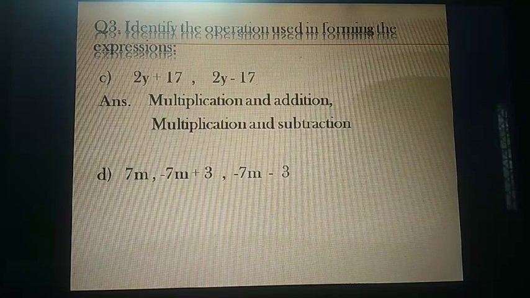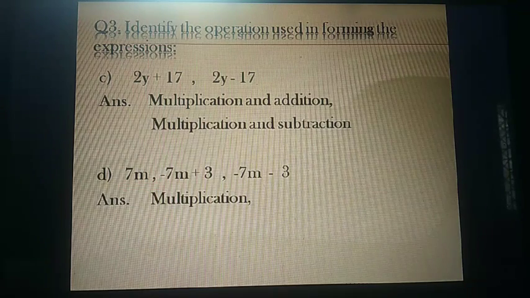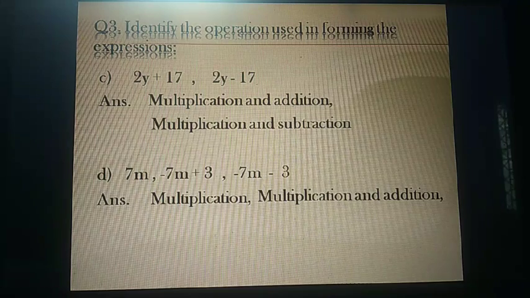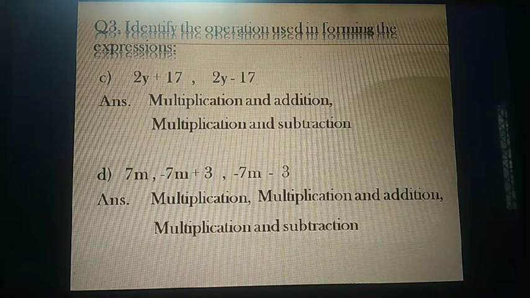So it's multiplication and subtraction. Now there are 3 expressions. First one is 7m, which means multiplying a constant with variable. No sign means multiplication. In the next one, we are multiplying minus 7 to m, a negative integer to m, and then adding 3 to it. So it's multiplication and addition. Next one again, we are first multiplying a negative integer to m and then subtracting 3 from it. So it's multiplication and subtraction.